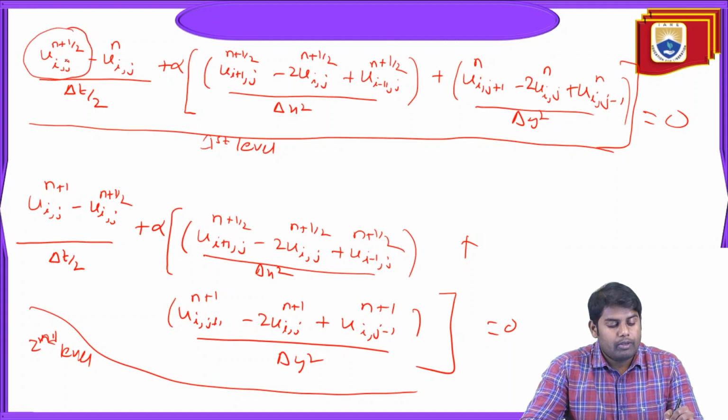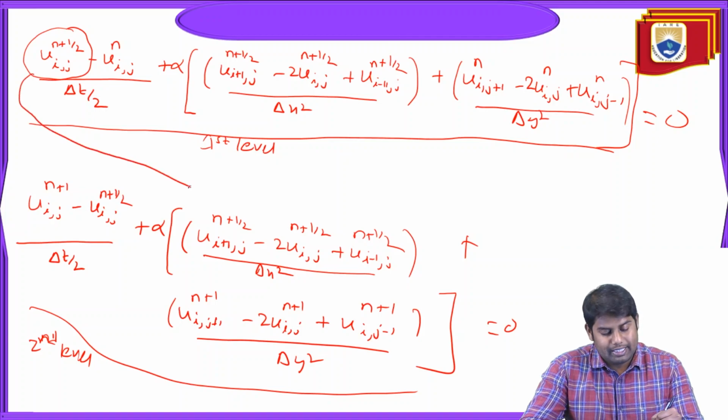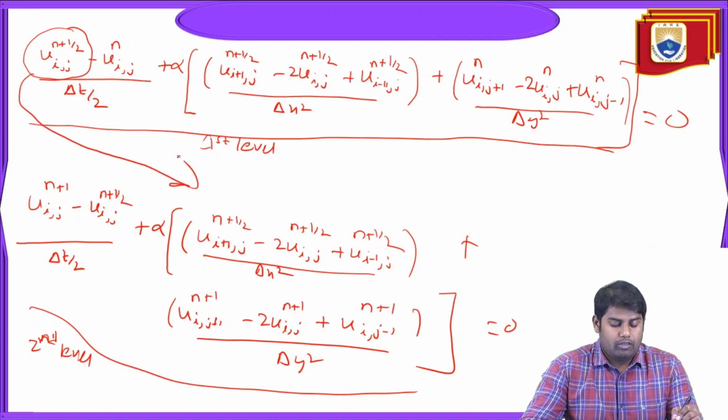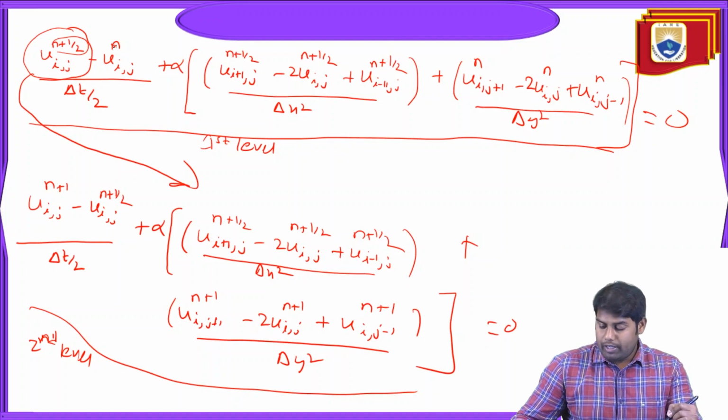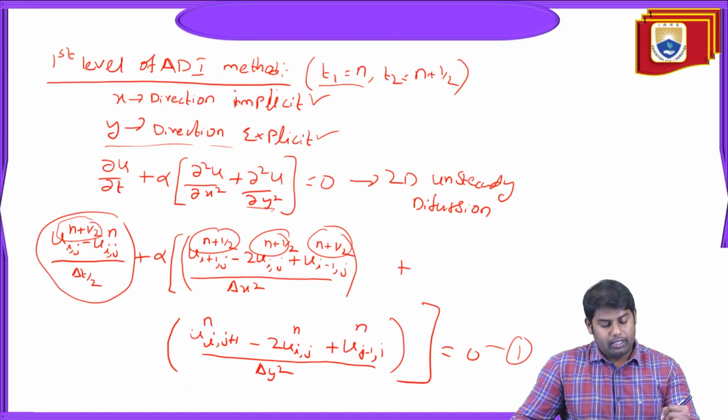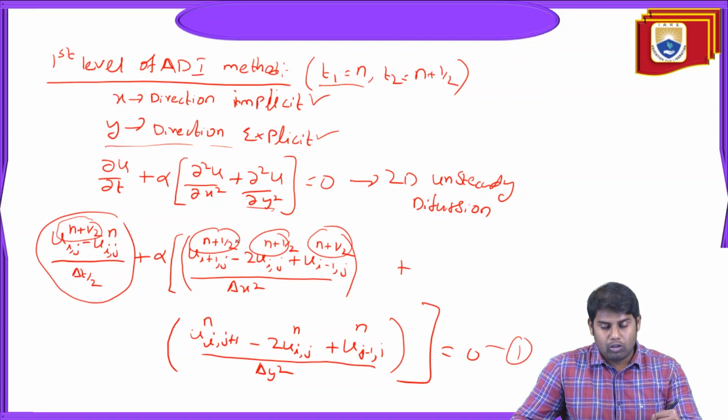So u of i comma j to the power of n plus half will be the input for this case, where this is of the second level. Here in the first level, n plus half is the unknown parameter and n is the known parameter. Similarly here, this n plus half will be the unknown parameter.